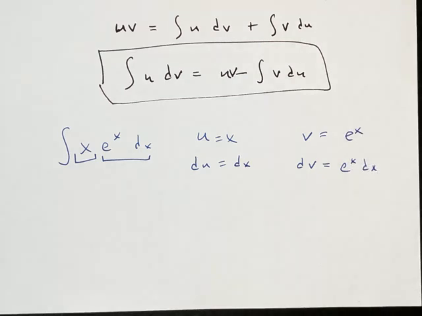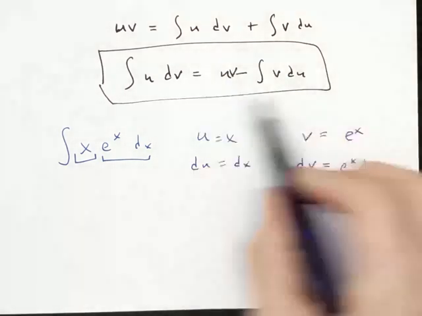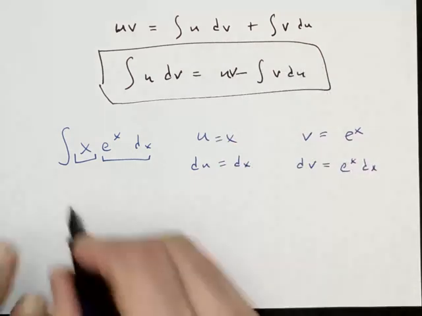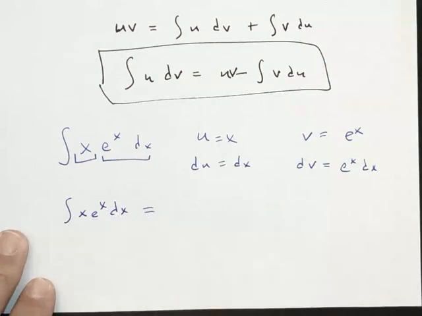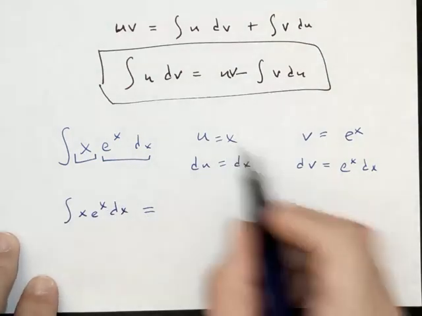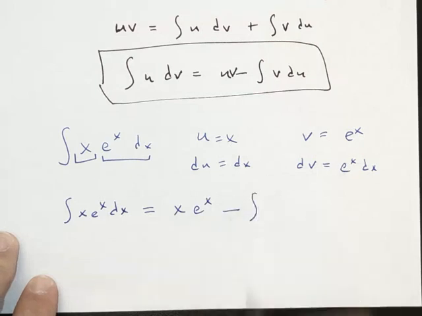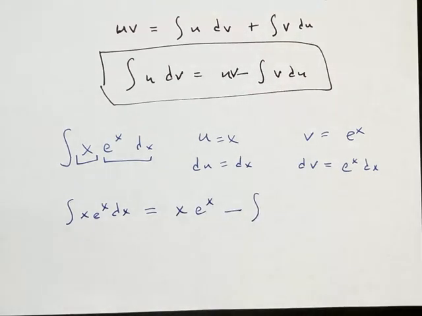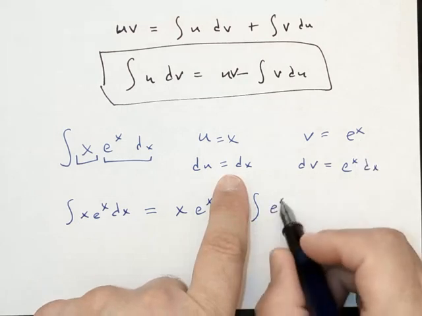And now I say, if I mix and match to do the right-hand side with these four parts, what do you get over here? Well, I get uv minus another integral. What's the new integral? Well, that's the voodoo part. That's v du. V du.